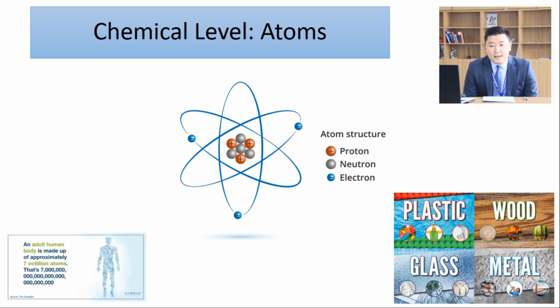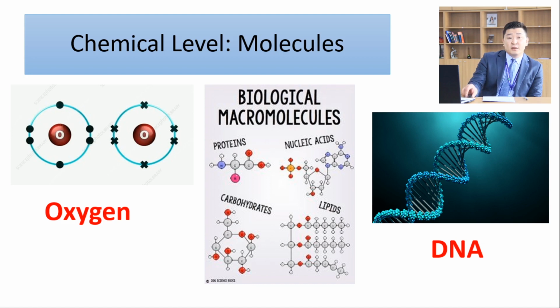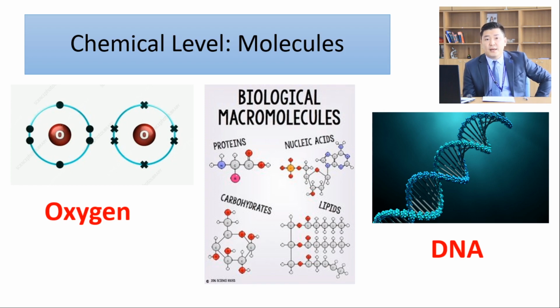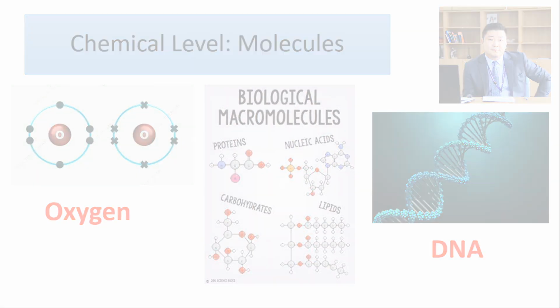Atoms can bond together to form bigger form called molecule. As an example, we have oxygen. 2 oxygen atoms can bond together with covalent double bond to form oxygen molecule. Oxygen is formally known as a molecule. Bigger molecule, we have DNA, which is consisted of sugar molecule, phosphate group, and 4 different nucleotides.